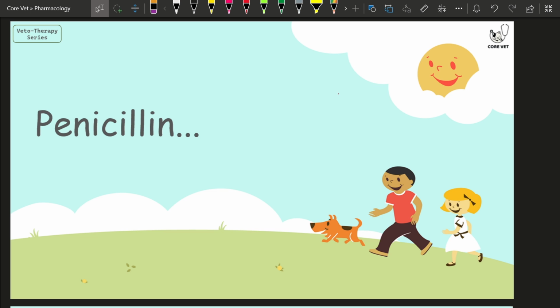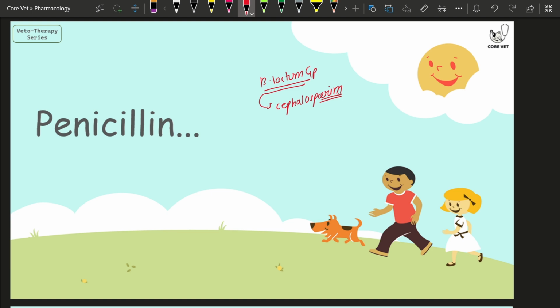So today in this particular lecture, we will be discussing penicillin, right? Penicillin comes under the beta-lactam group, and along with penicillin, there are also cephalosporins, which also come under what? The beta-lactam group. Why they come under the beta-lactam group, we'll discuss later while discussing their structures.